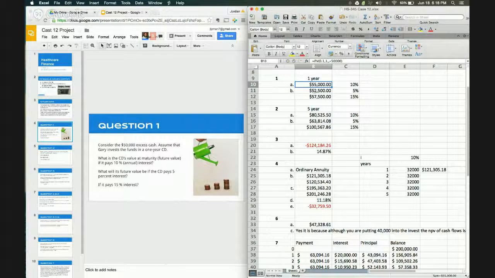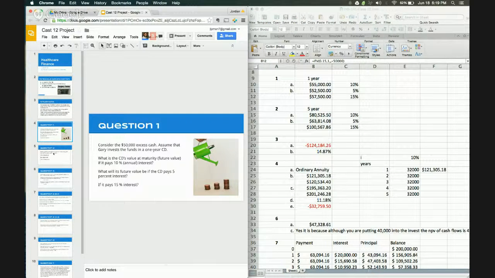Part B is basically the same thing. You're just changing a couple of the numbers. So instead of 10%, this is going to pay 5% for 1 year. And you come up with $52,500. And then the last part of this problem, you just change the interest rate to 15%. And after 1 year, that initial $50,000 investment is going to be worth $57,500.